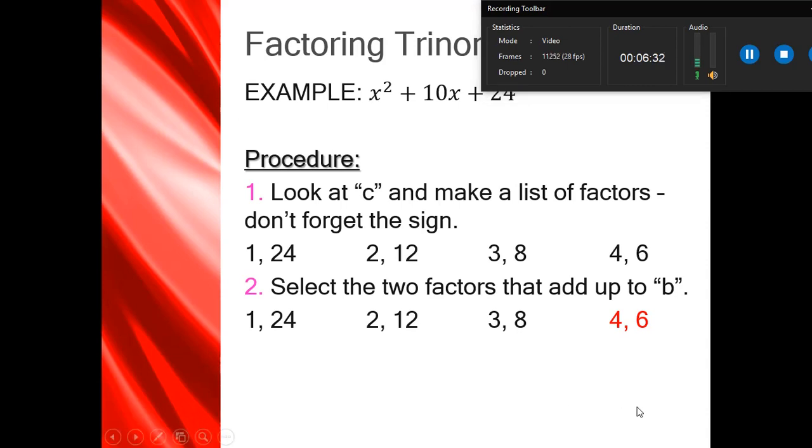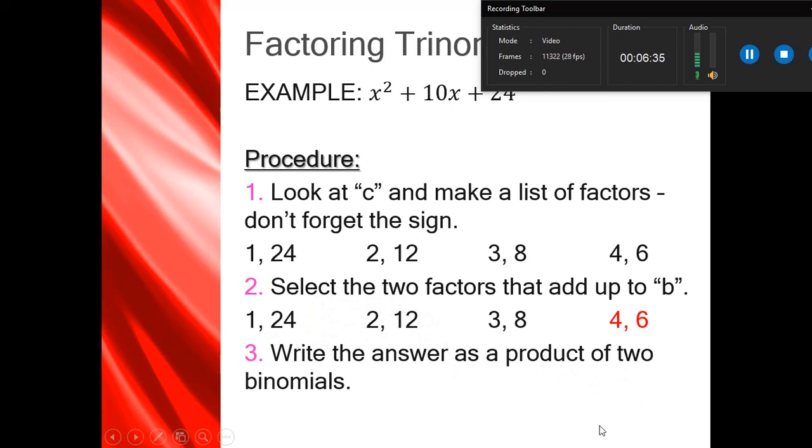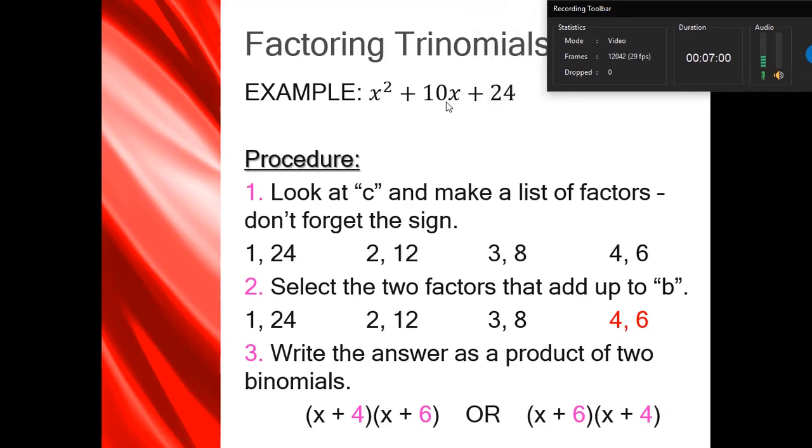So in step 3, when I write my answer as a product of 2 binomials, the x's from x squared will start us in both of our binomials, and then the positive 4 and the positive 6 will be the second quantity in those groupings. Now, you don't have to list positive 4 first. You could just as easily list positive 6 first and then positive 4. When you distribute, you'll see that you should get back the original trinomial of x squared plus 10x plus 24. So problems like this have a built-in check, and you should just go through and make sure that your combination works.